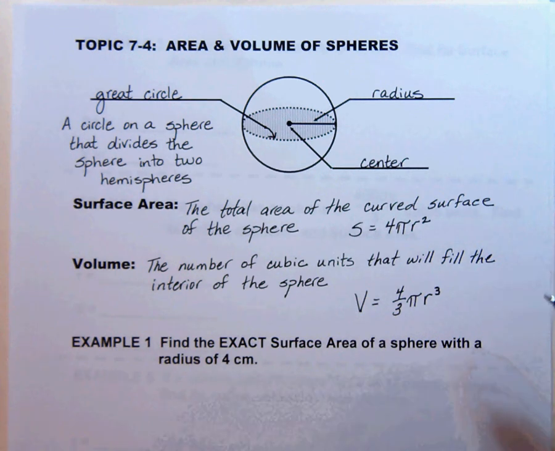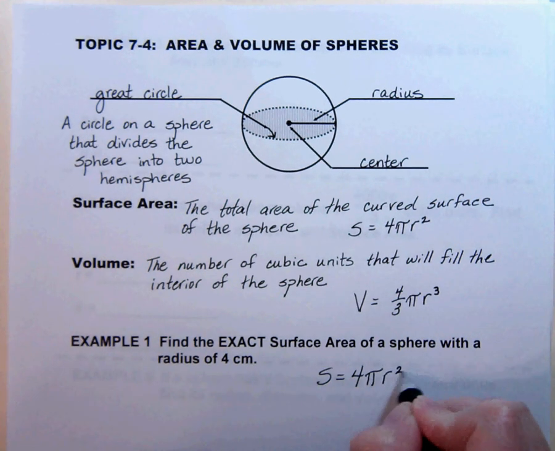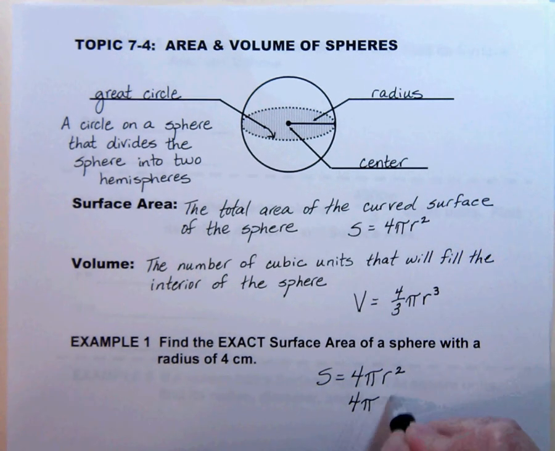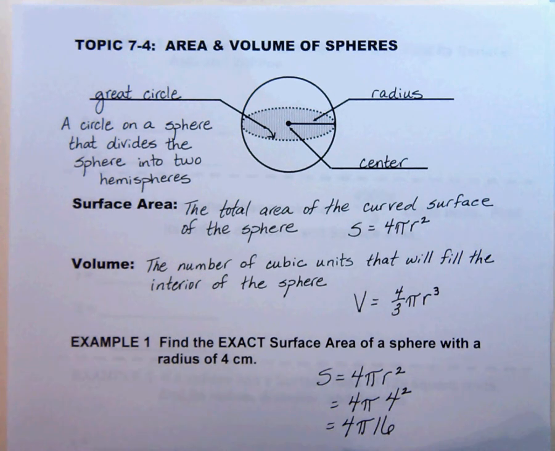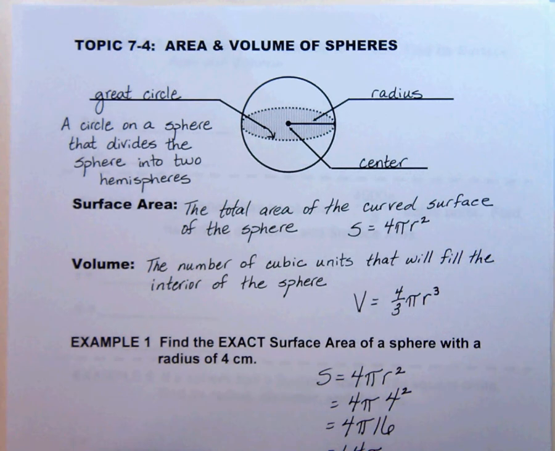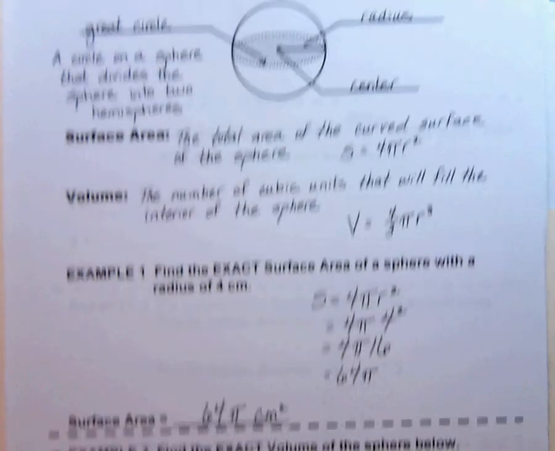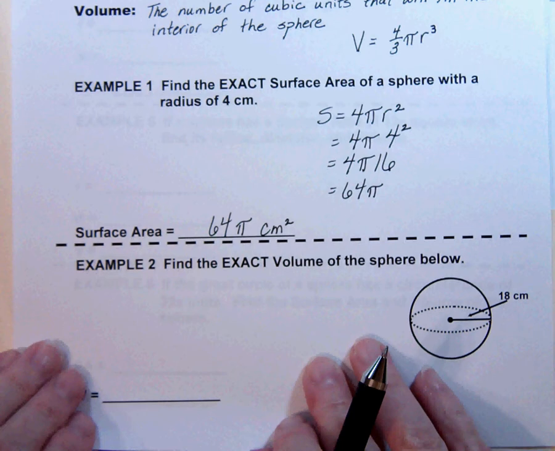Let's try one with just the exact surface area. So we're going to use 4 times pi times radius squared. This would be 4 times pi times 4 squared. So that's 4 times pi times 16. Which 4 times 16 is 64. So the answer is 64 pi square centimeters. We'll move that up. Now we're going to do a volume one.